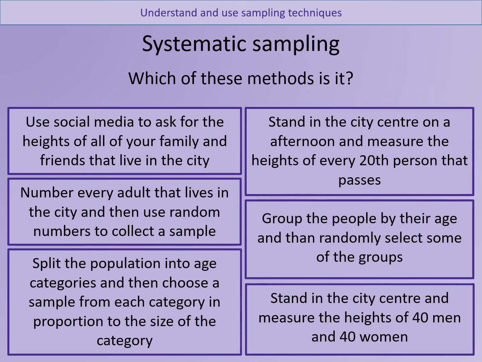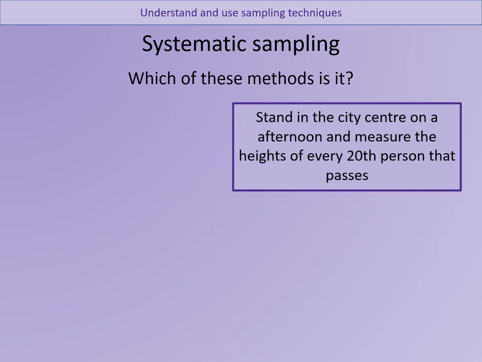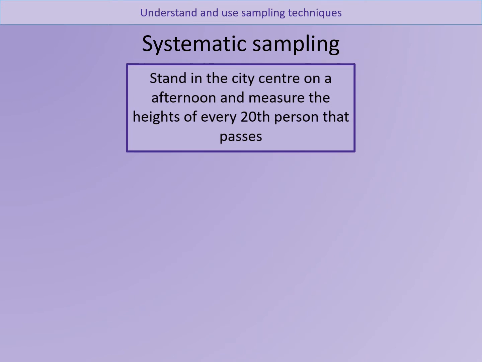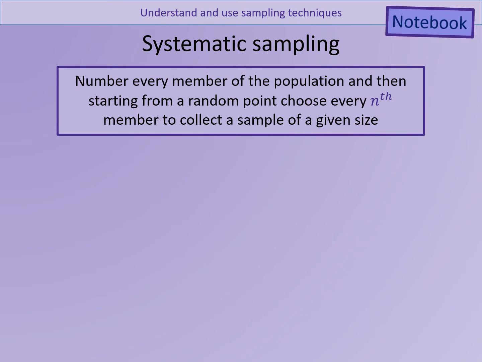So our second sampling method is called systematic sampling. And of these 6 options that I gave you earlier on, it is this one which is our systematic sampling method. We would stand in the city centre on an afternoon and measure the heights of every 20th person that passes by. Again, the way that we would do it: number every member of the population, and then starting from a random point, choose every nth member to collect a sample of a given size.